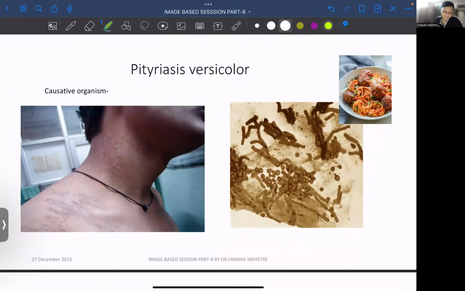Favorite topic, that is pityriasis versicolor, right? Pityriasis versicolor. Which organism causes pityriasis versicolor? The name of that organism is Malassezia. Okay, fur. Yes. Now tell me which kind of pigmentation will be seen in this? Hypo, hyper.